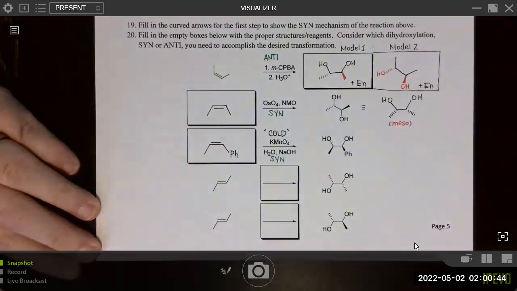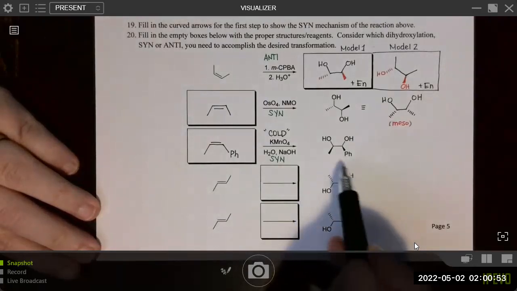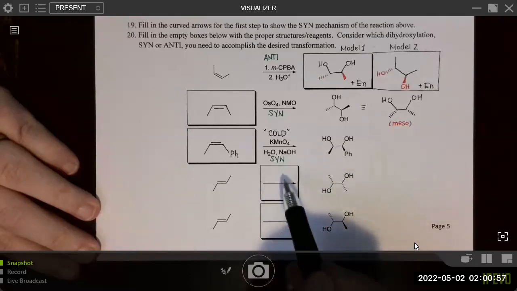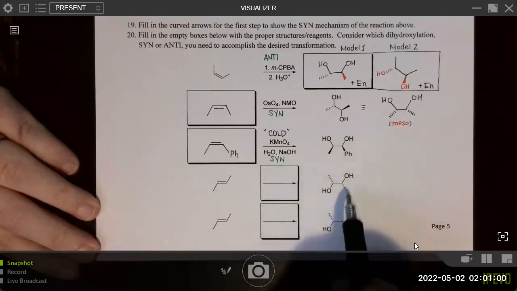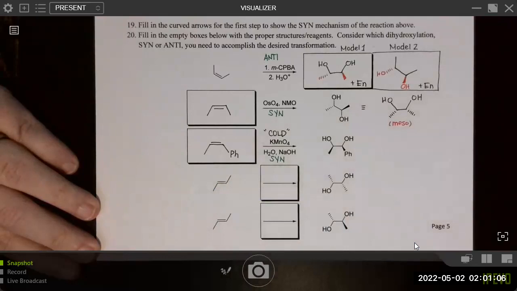All right, let's look at this one. So here's a trick, right? Now we have to figure out what is the relative orientation here, and then which reaction condition, either syn or anti-dihydroxylation, is necessary to get me there from the given alkene, which is either cis or trans, in this case trans.